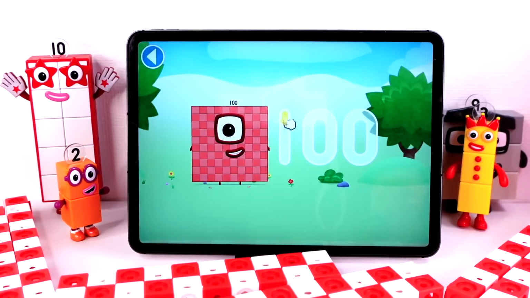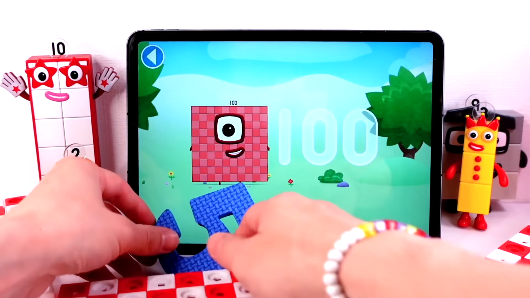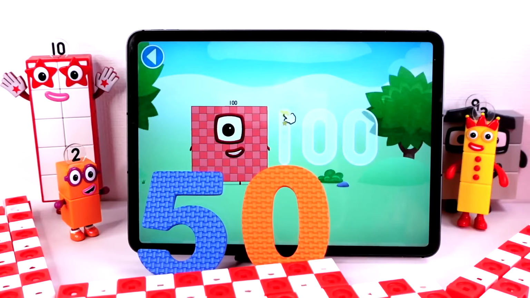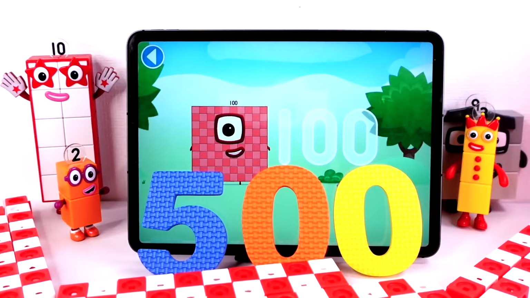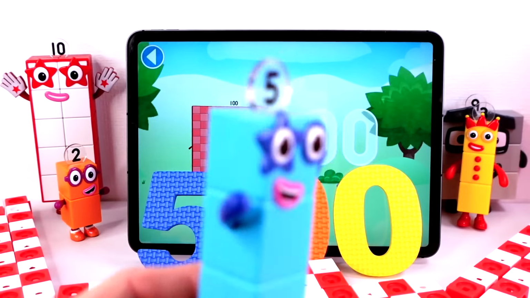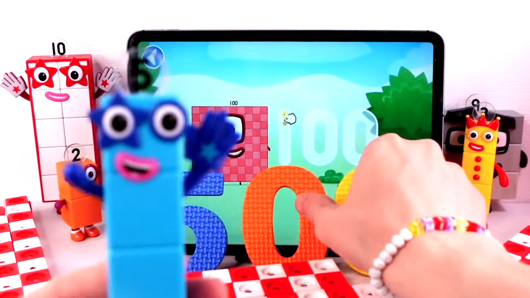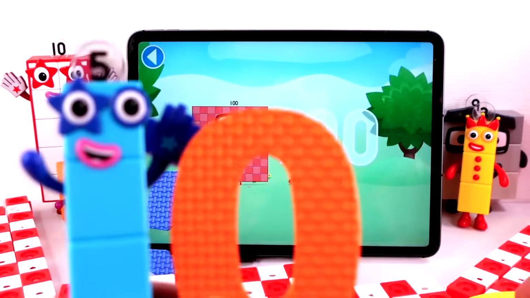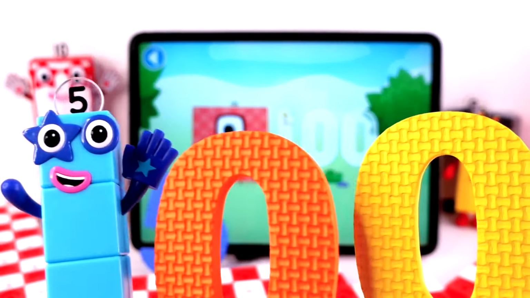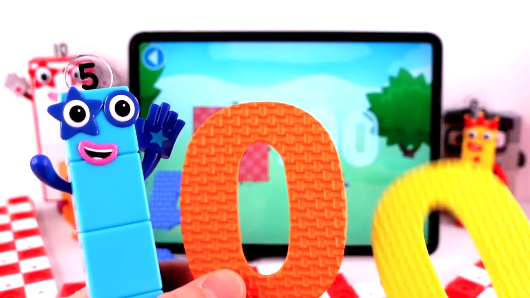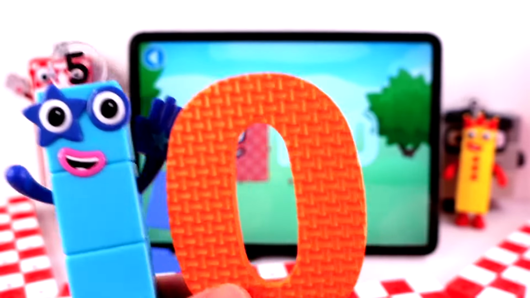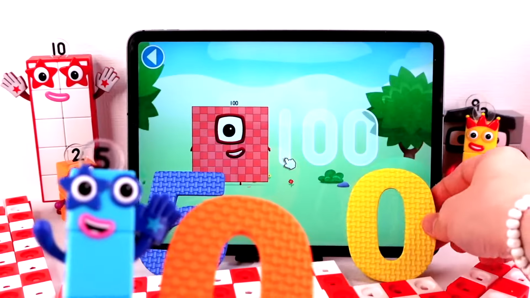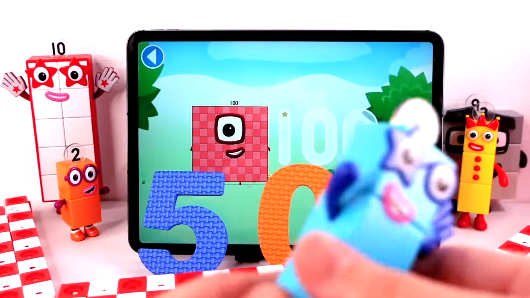500 number block. Like this. Big number block 500. Wow! I like it. 500 number blocks. 5, 50, 500. Woohoo! We count in big number blocks. Yep.